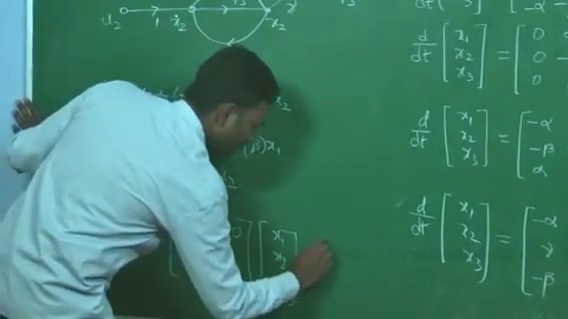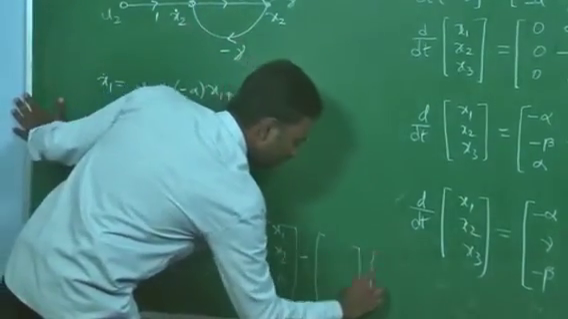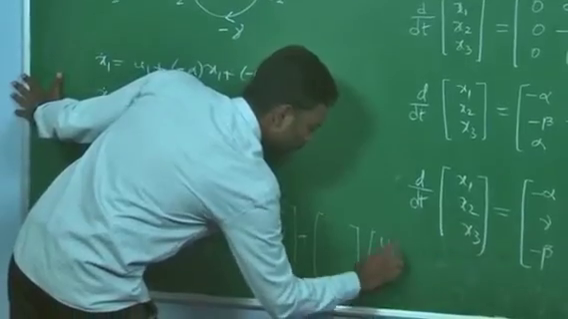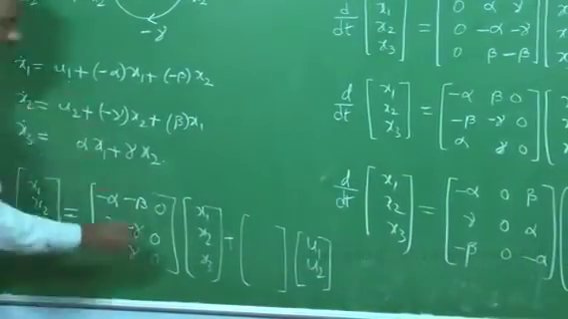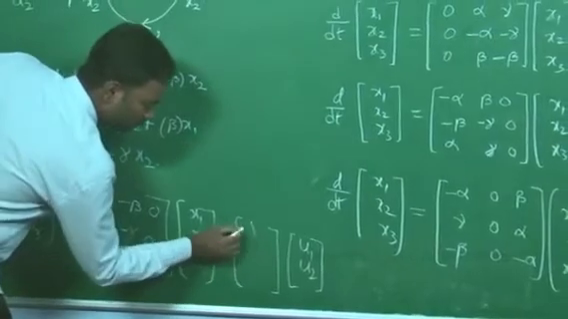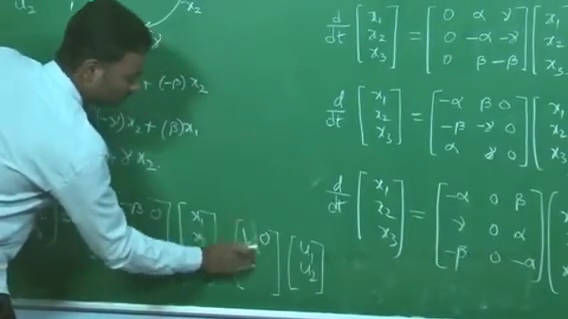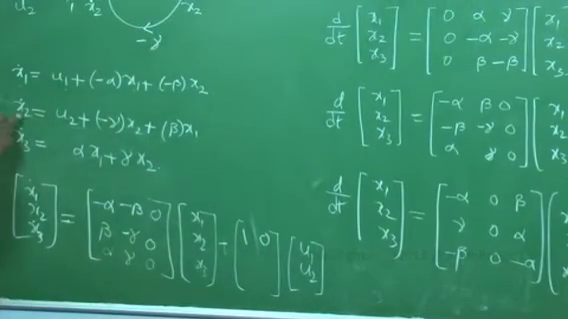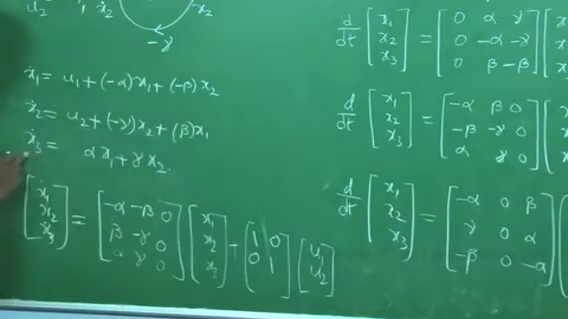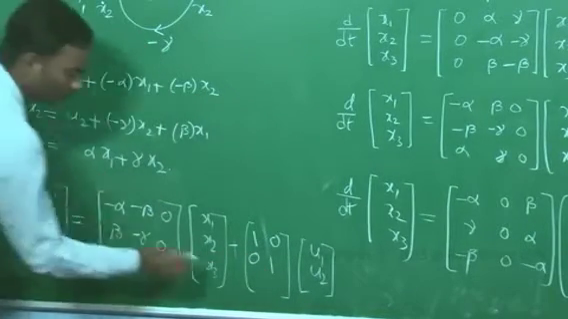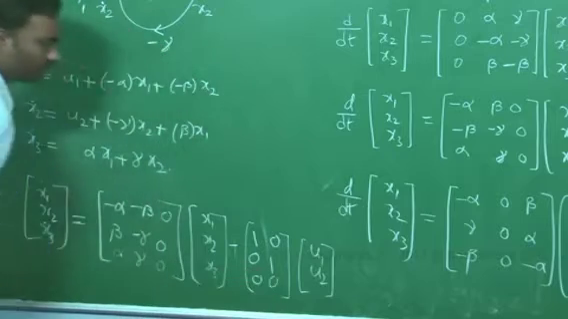Plus, we need to find a matrix which relates to the inputs u1 and u2. If you see x1 dot, it relates to u1 as 1 and there is no relation with u2. So we can write it as 1, 0. For x2 dot, it relates with u2, so we can write as 0, 1, and x3 dot doesn't relate to input nodes u1 and u2, so this is 0 and 0.